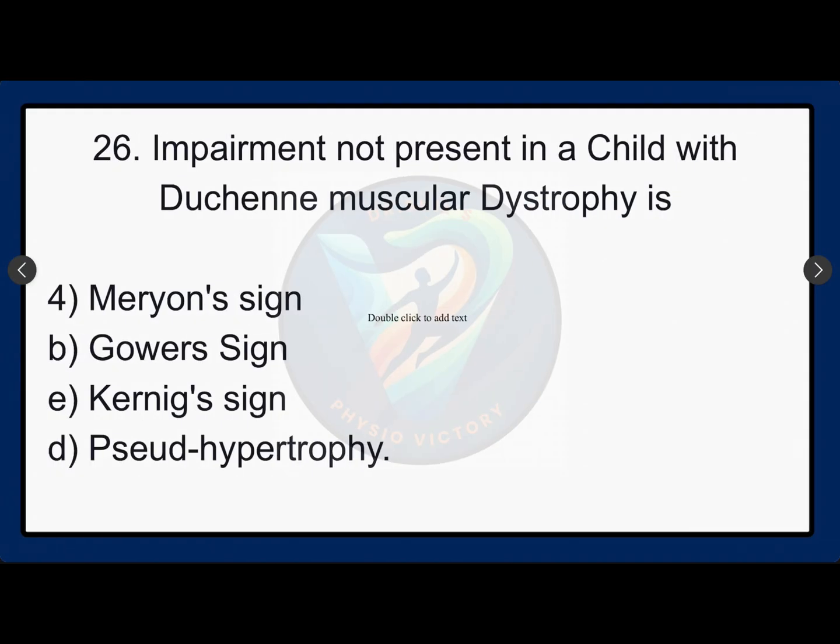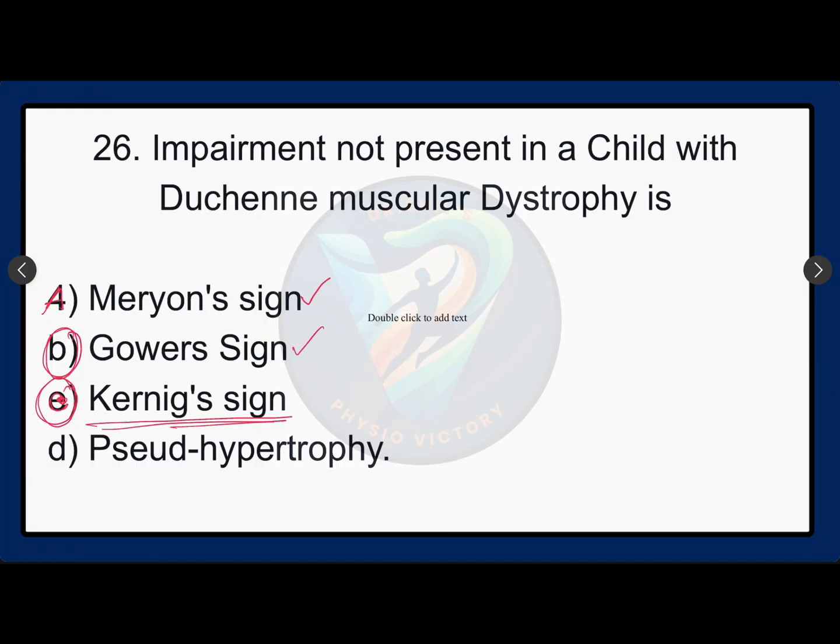Let's start. Today's first question is: impairment not present in a child with Duchenne's muscular dystrophy is option A Marian sign, option B Gower sign, option C Kernig sign and option D pseudohypertrophy. Here the correct answer is option C, Kernig sign.